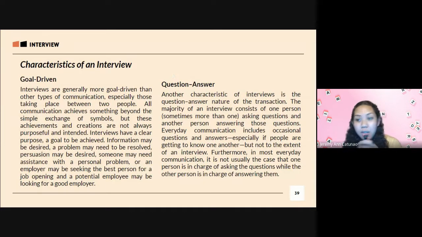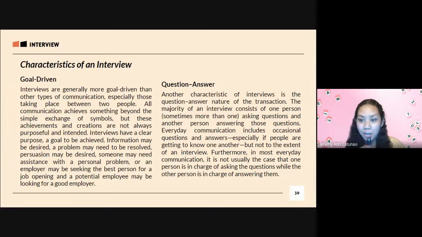So each interview has different characteristics. So we have goal driven. In this situation, interviews are generally more goal driven, of course. When we say goal driven, we have a specific target, or a specific goal. Now, whenever we're trying to interview someone, either we're asking questions that would lead us to an answer, or we're trying to look for signs and symbols, or we're trying to gain facts. So that is one of the characteristics of interviews.